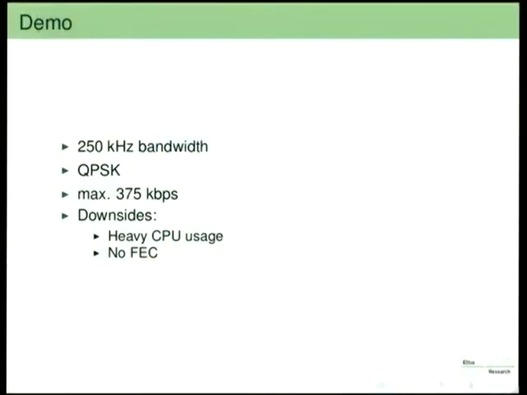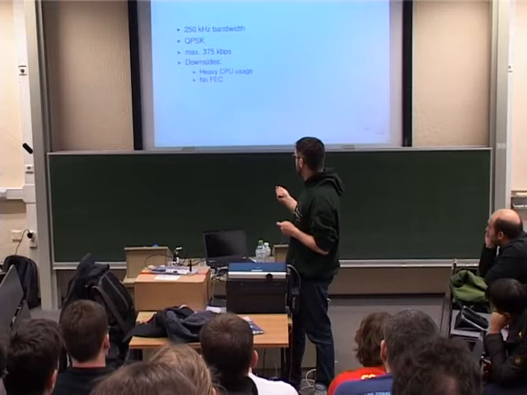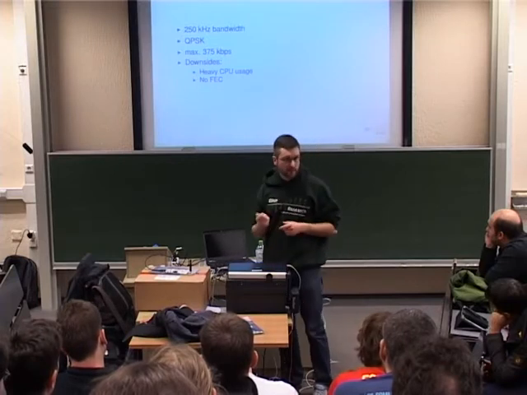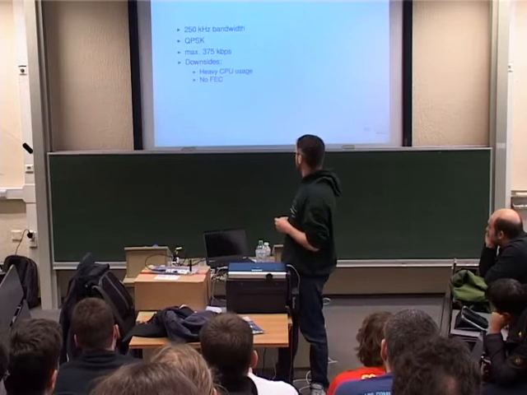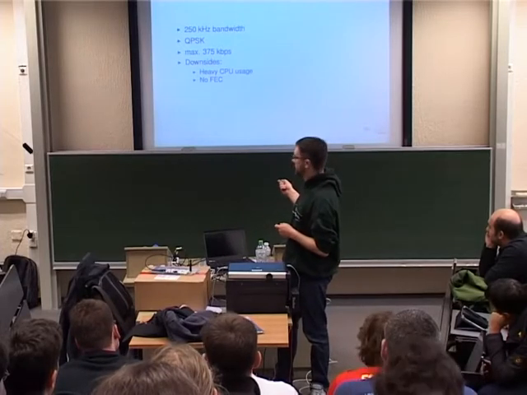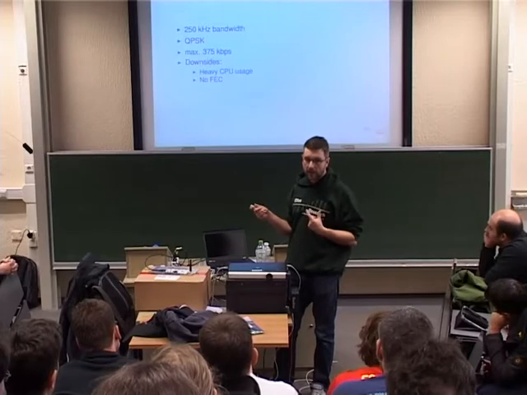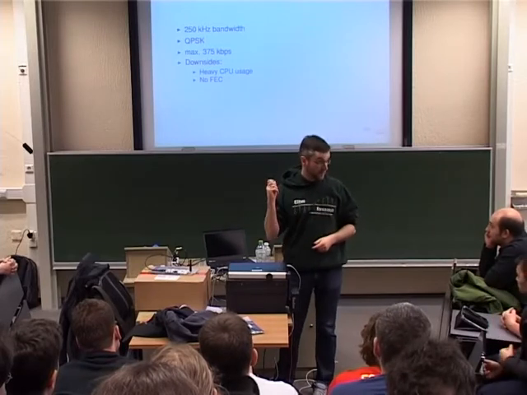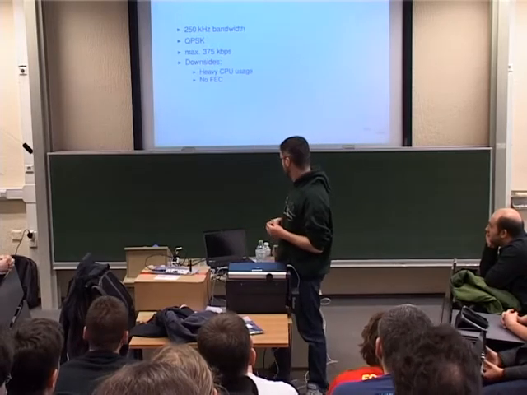In this demo that I was just demonstrating, I'm using 250 kilohertz of bandwidth, which isn't much. With QPSK modulation, if you do the math, you get about 375 kilobits. But that's the maximum value. It's always less than that because I'm not accounting for headers, and if you add forward error correction, which I'm not doing here, then it'll go down further.